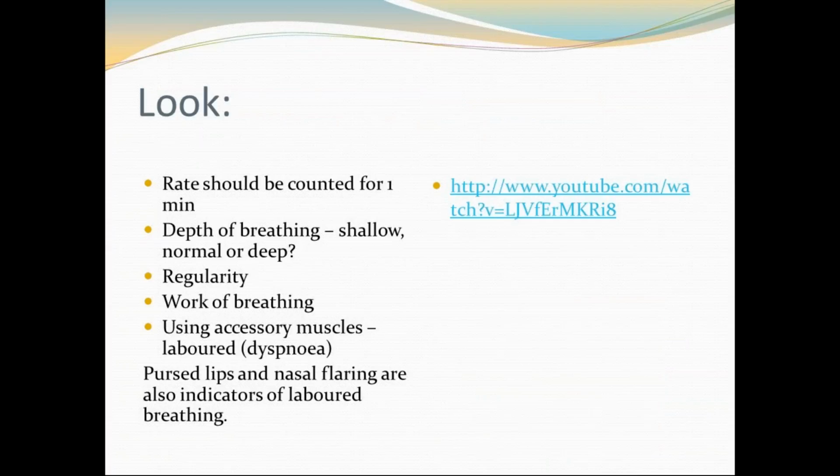You count the rate for a minute, because if you do it for any less time with somebody who has got breathing difficulties, you're not going to be able to understand the rhythm and ascertain that the rate and the rhythm are even throughout. You're looking at the depth of breathing. You're looking to see how much air is being sucked into the lung. Is their breathing shallow? Is it normal, or is it deep? Because if it isn't normal, then potentially something's not right.